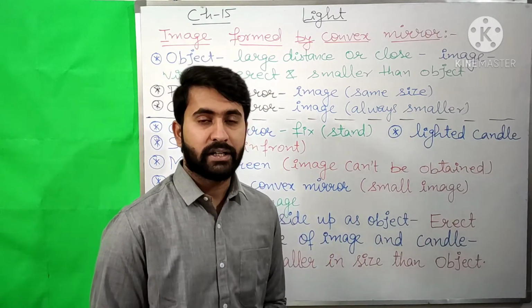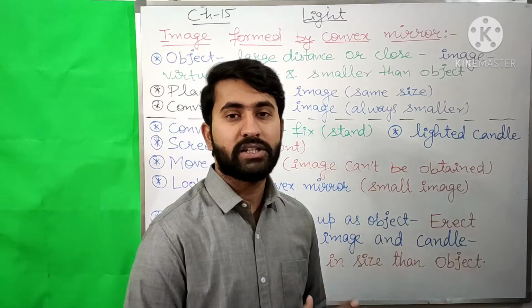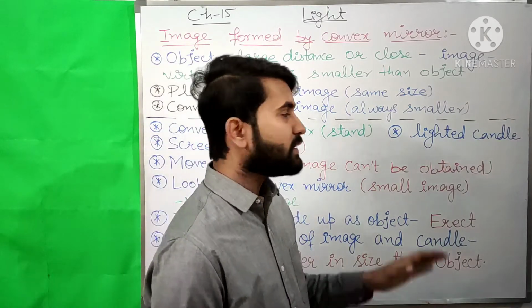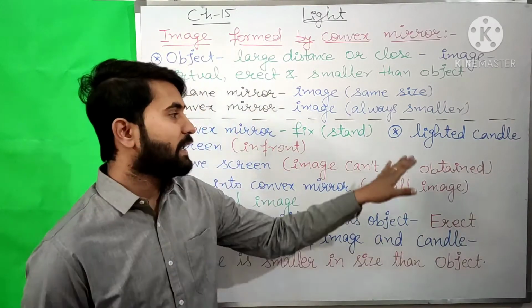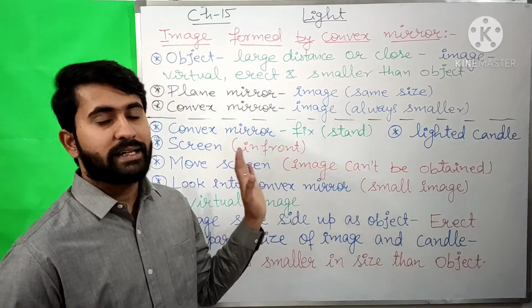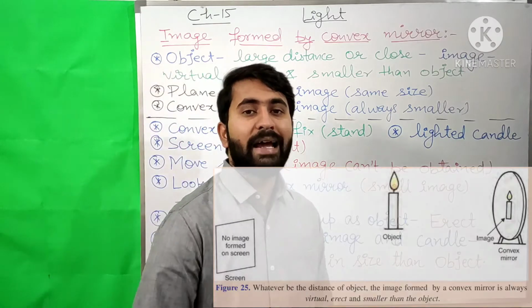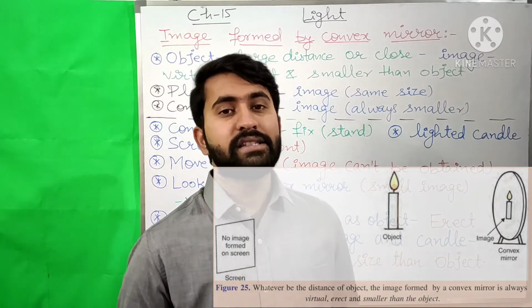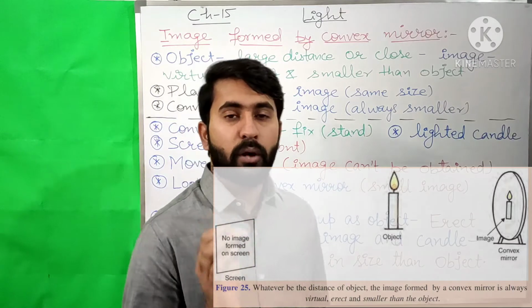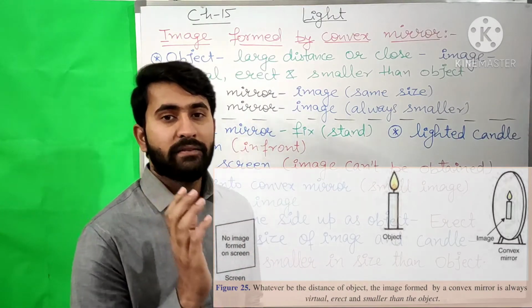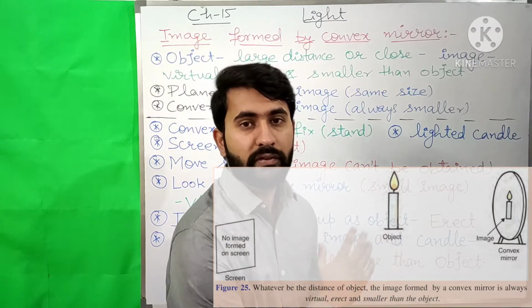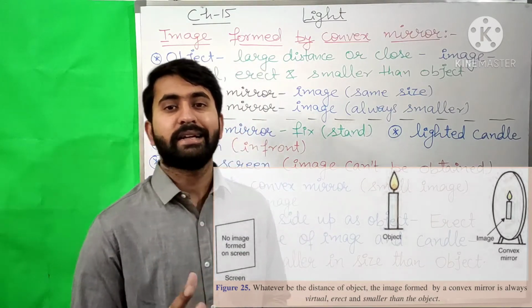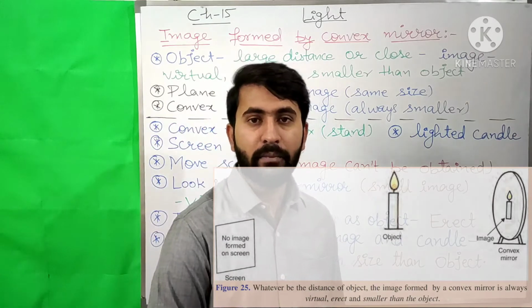Now we will learn an activity to study the characteristics of the image that is formed by a convex mirror. We will take a convex mirror and fix it at a stand. Then we will take a lighted candle and keep this lighted candle in front of the convex mirror at any distance. Now we will place a screen in front of the convex mirror in such a way that it does not block the path of light rays that are coming from the candle flame and falling on the convex mirror. Then we will move the screen towards or away from the convex mirror and try to obtain the image of the candle flame on the screen.